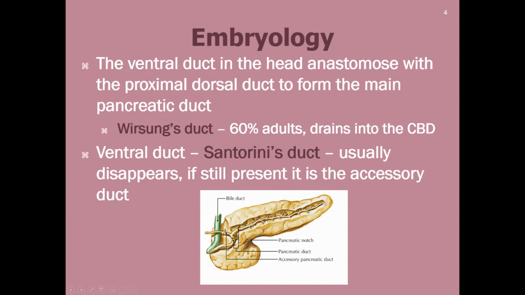So you're going to want to know the accessory duct of the pancreas is Santorini's duct, and the main pancreatic duct is called Wirsung's duct. And we learn about the main pancreatic duct connecting with the CBD, and it does this in 60% of adults. This is just the way we learn it. It can be hard to follow. You won't see this connection in most people, but if it's dilated, you might see it.